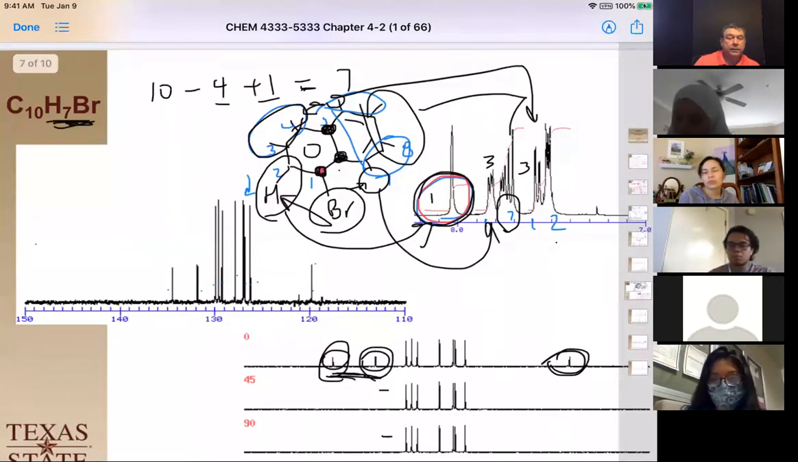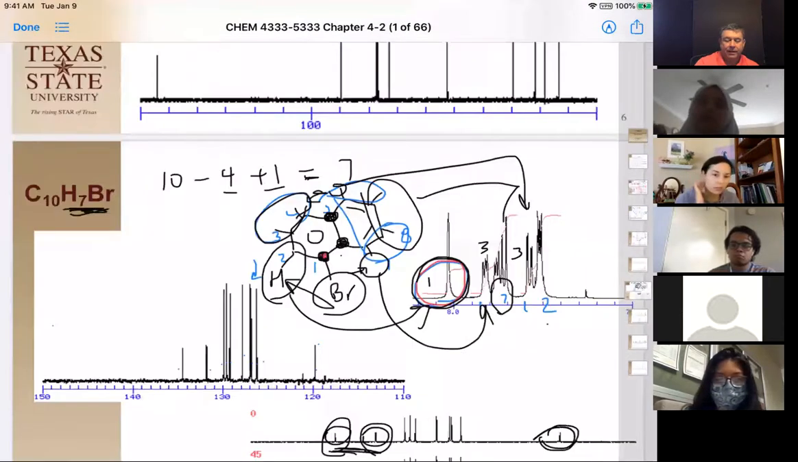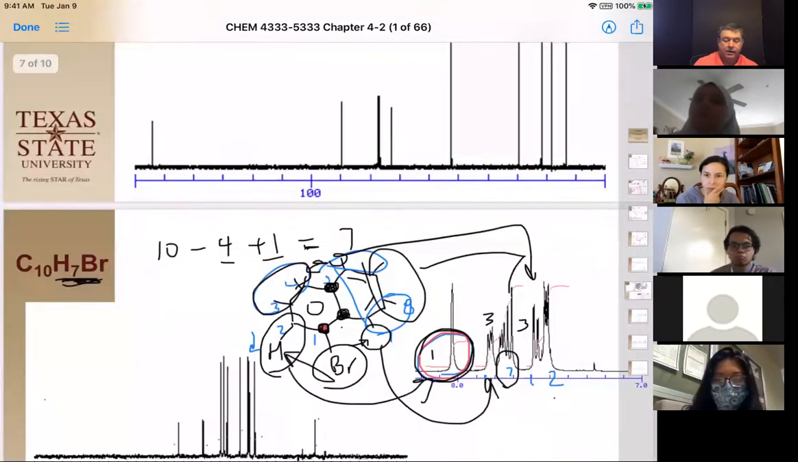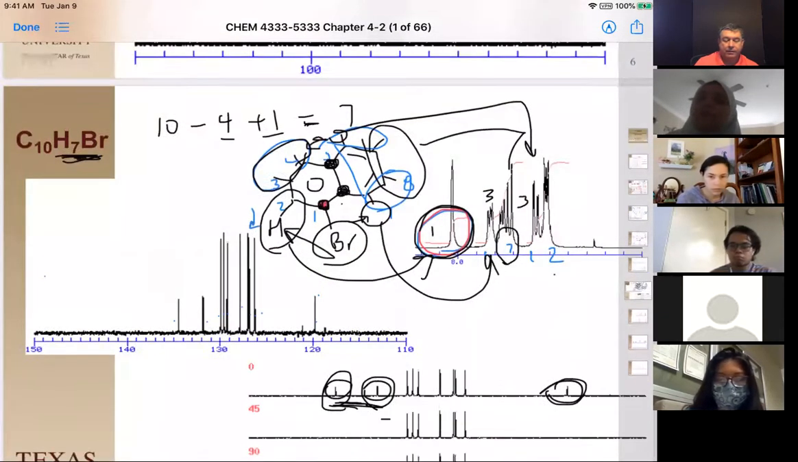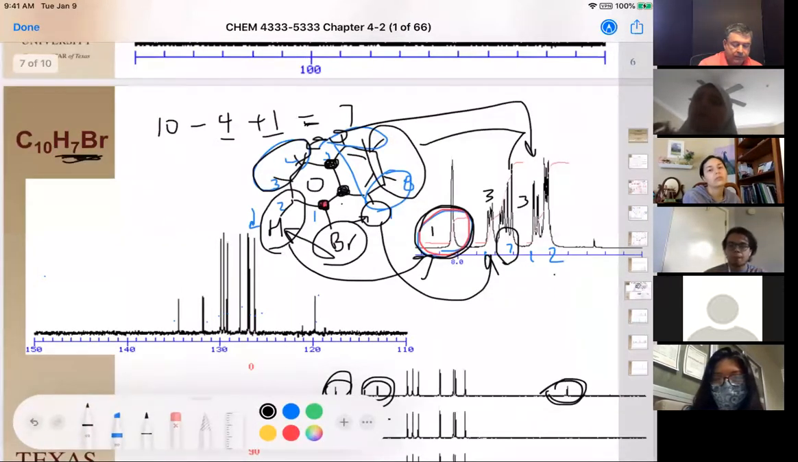All right, questions on that one? Can you once again explain the non-equivalent hydrogen and the equivalent hydrogen on this example? Yes, let me redraw it right here.